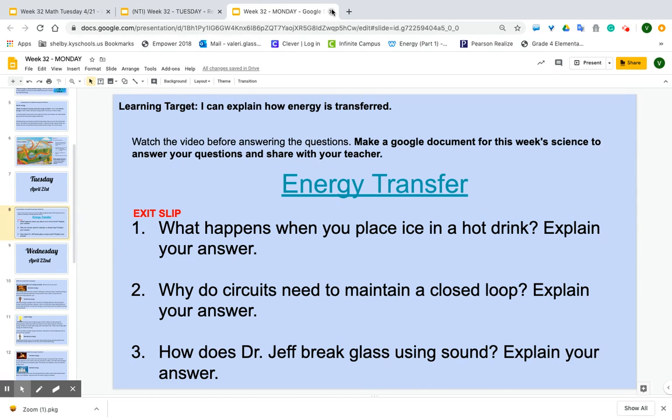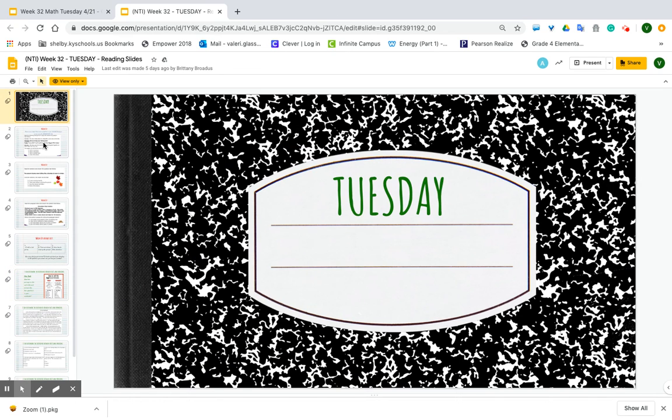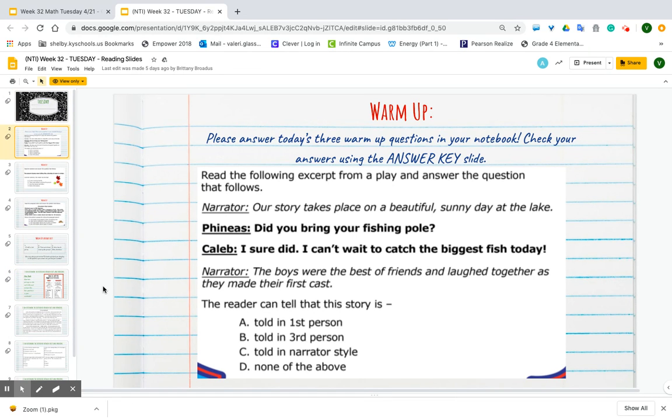After you finish your science, we're going to go to Tuesday's reading. Let's look at this warm-up together. It says, please answer today's 3 warm-up questions in your notebook. Now remember, this does not have to be turned in. You can write it on a piece of scratch paper, however you want to do it, but this does not have to be turned in. Check your answers using the answer key slide.